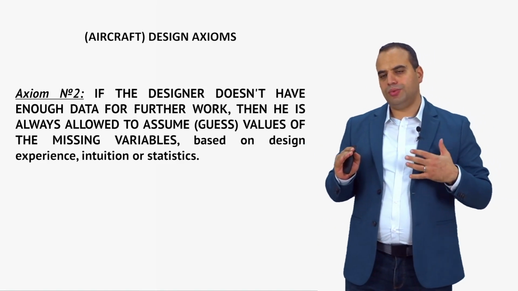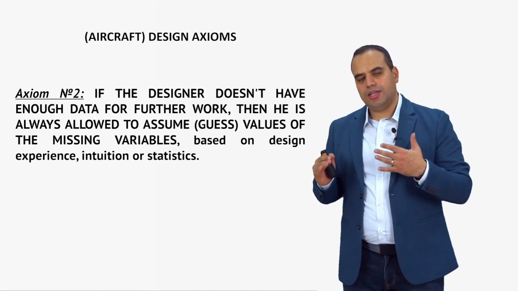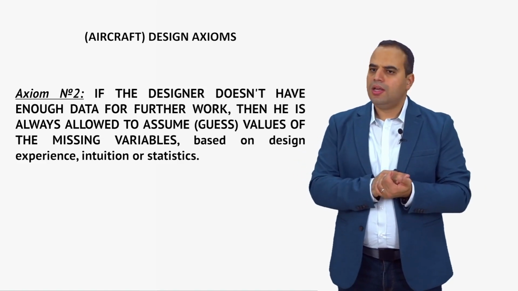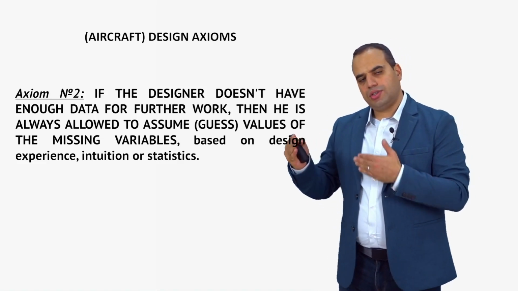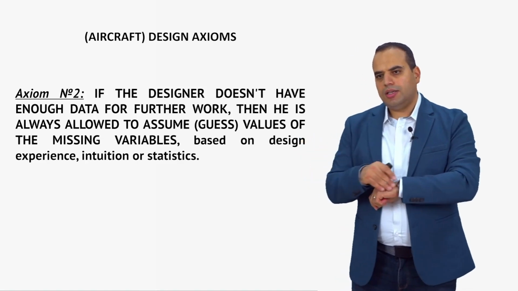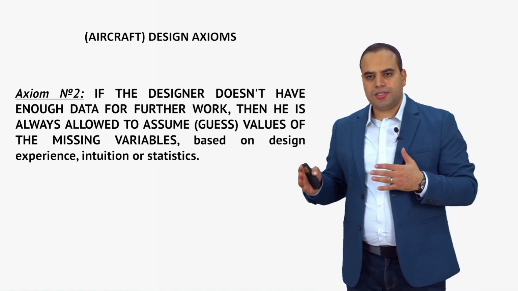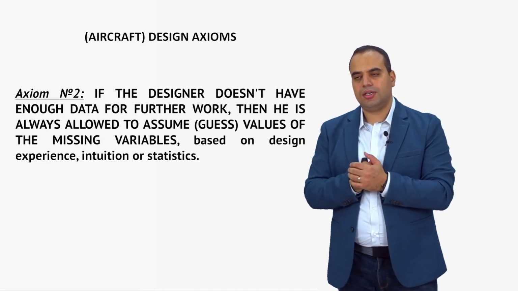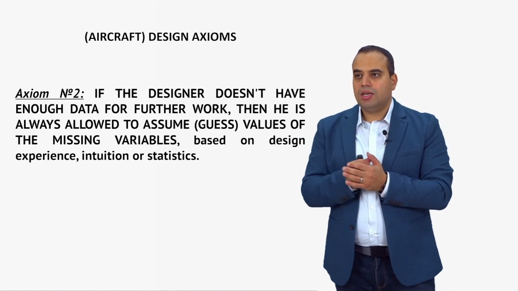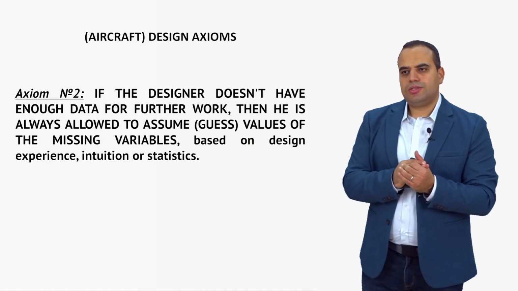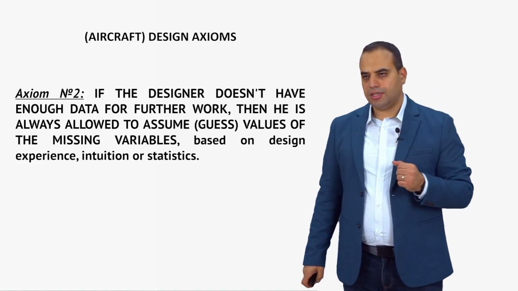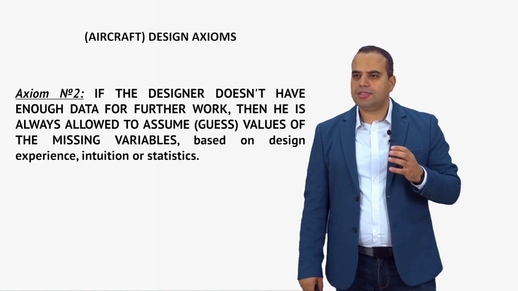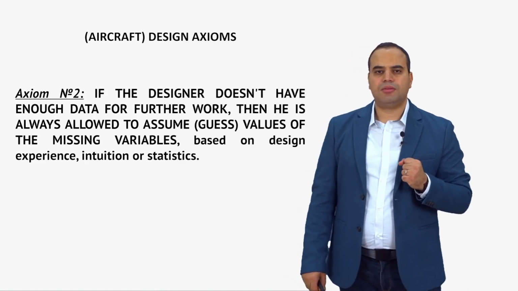If, for example, we need more data than available, which is the case, of course, when we start designing something from scratch, for instance, or even not from scratch, there's always something missing in the beginning. And based on the design experience, intuition, and statistics, we can assume something and later on correct it during the iterative process. Although the term guess may not sound very scientific, it's kind of an informal notion, but indeed it has long been used in the scientific empirical method, right?